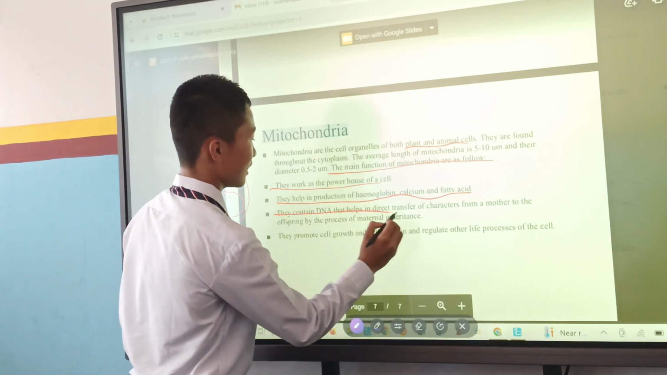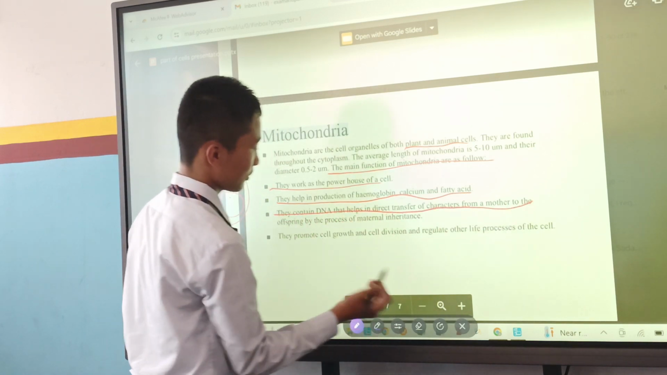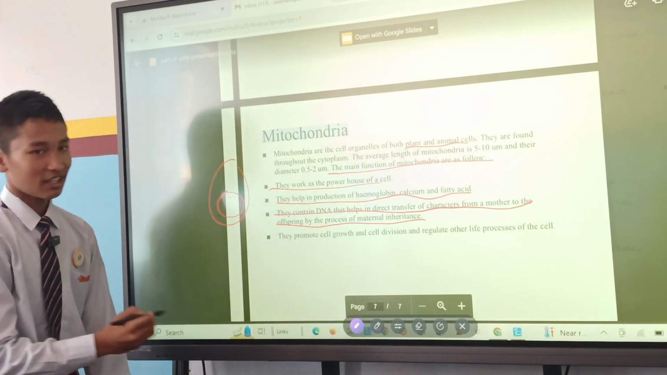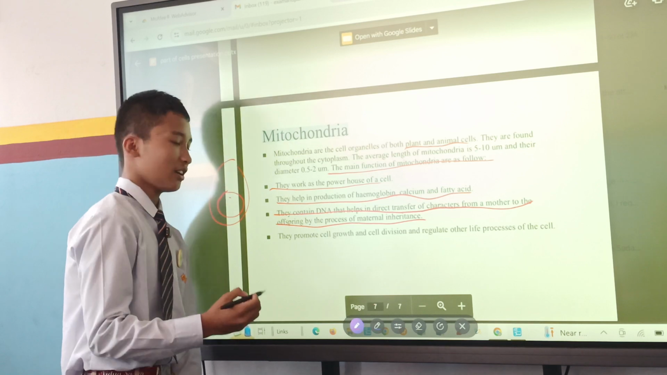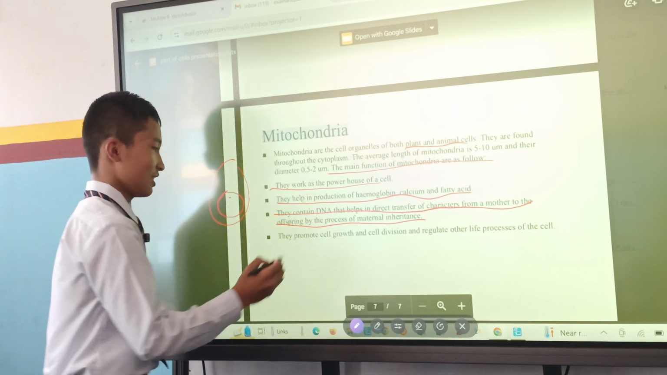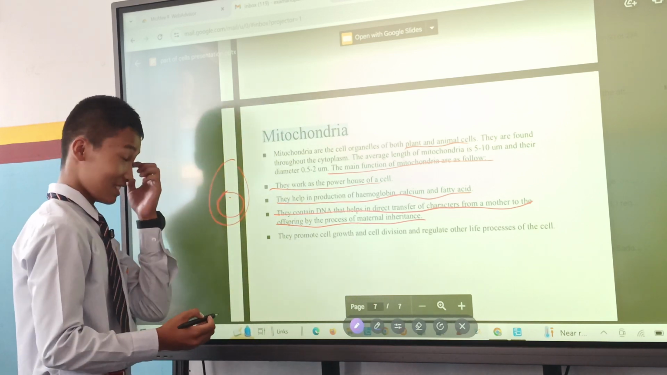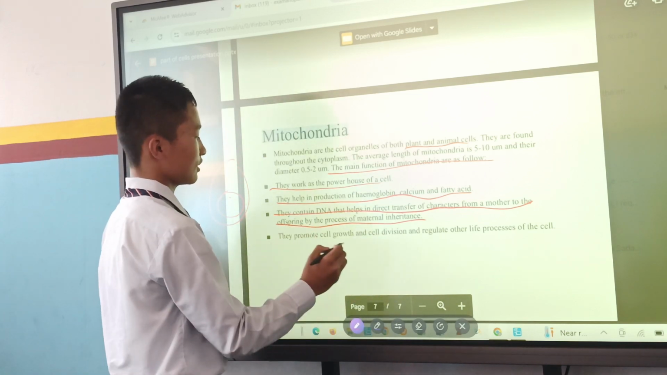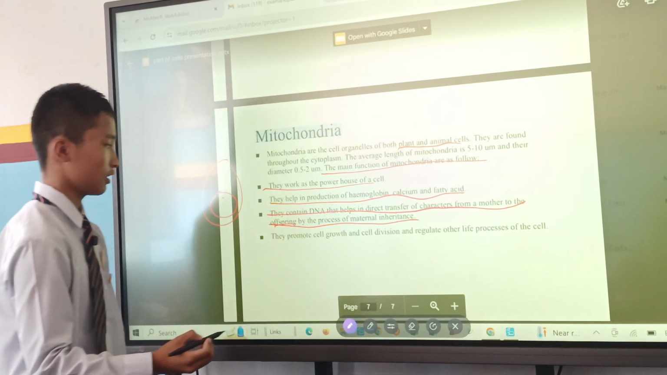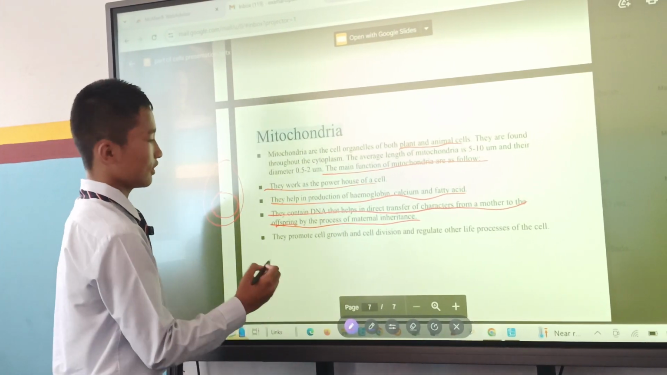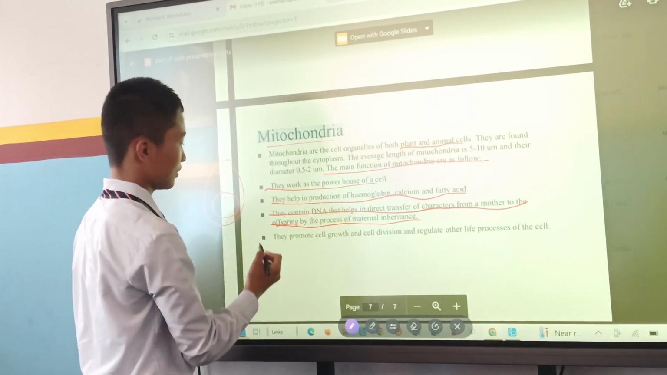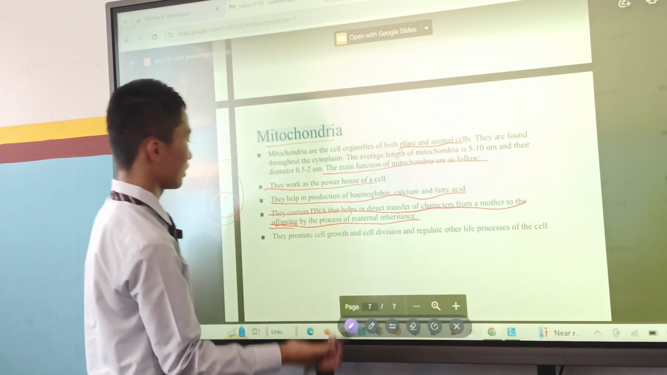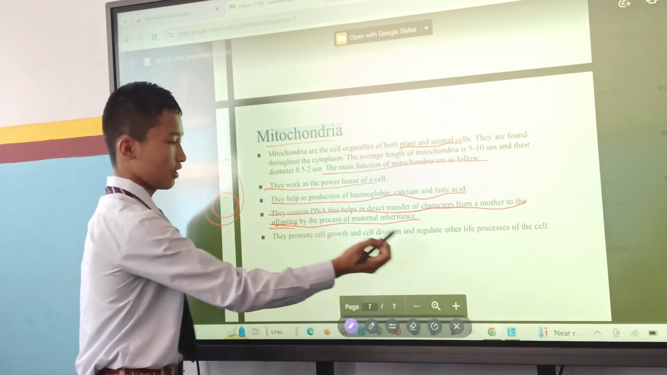They contain DNA that helps in direct transfer of characters from a mother to the offspring by the process of maternal inheritance. DNA is like the genetics of a mother or father that is transferred to the offspring, which are newborns or children. Mitochondria help the DNA to be transferred directly from the mother to the offspring by the process of maternal inheritance.